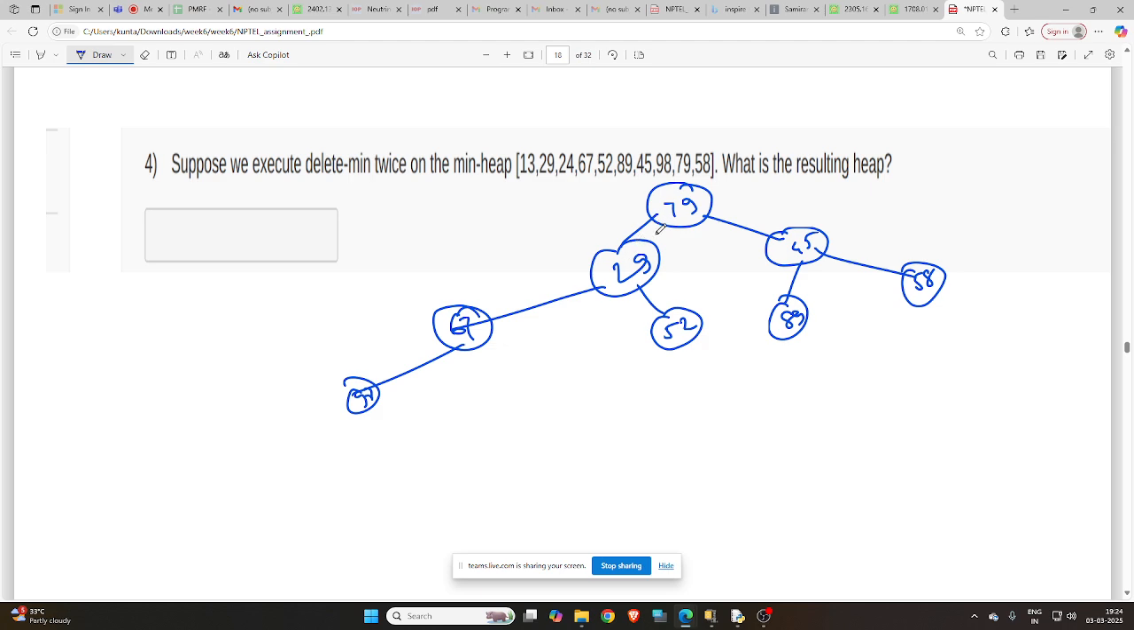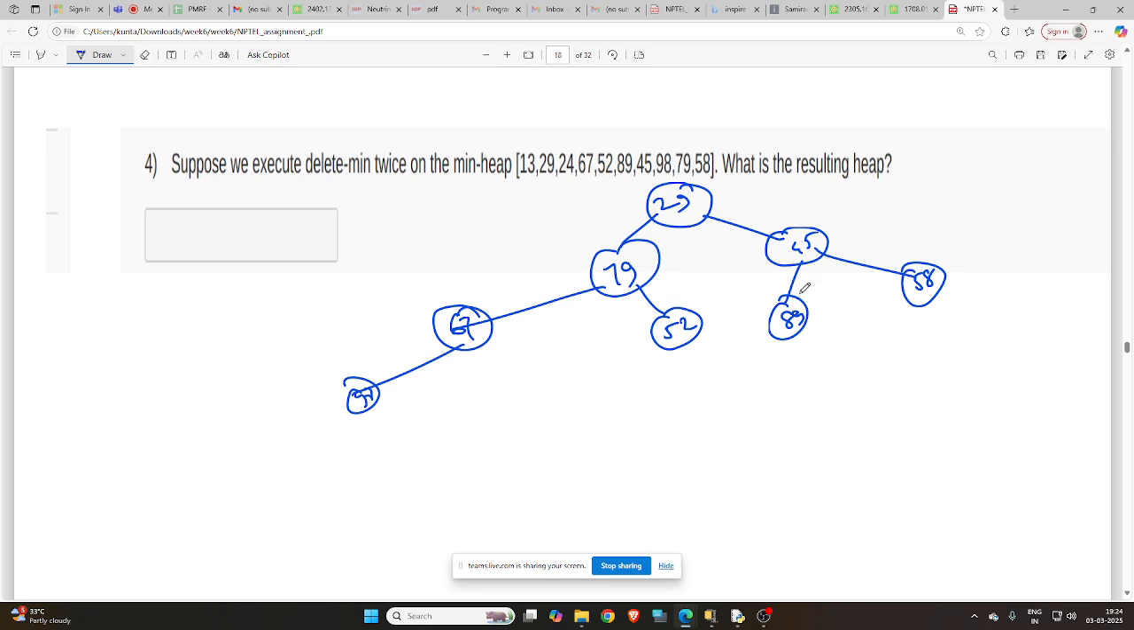So if it is 79, then you can see 79 is greater than 29, that is wrong. So 29 will be replaced by 79. It will be 29, and this is 79. Now you can see 29 is less than 79, 29 is less than 45, that is fine.